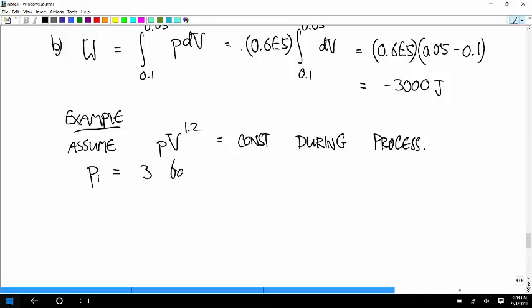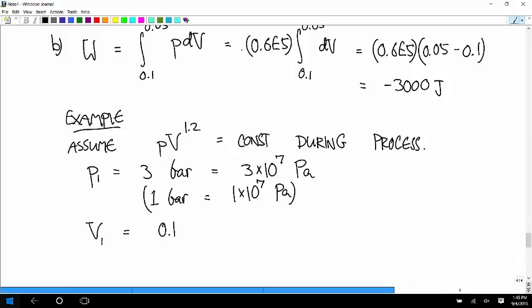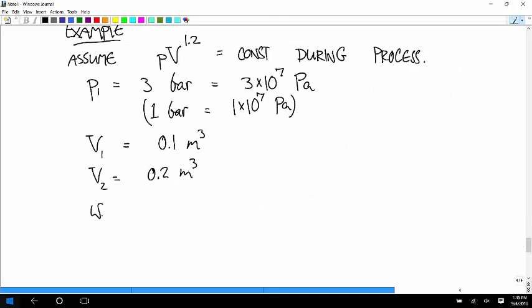P1 is equal to 3 bar, and the meaning of bar is 3 times 10 to the 5th, no, 3 times 10 to the 7th pascals. 1 bar is equal to 1 times 10 to the 7 pascals. And V1, the starting volume, is equal to 0.1 cubic meters, and the ending volume is equal to 0.2 cubic meters. And we want to calculate W.